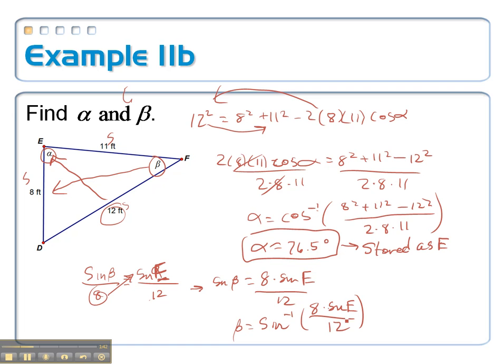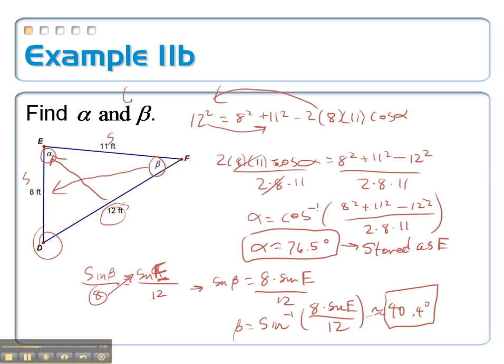When I type that into the calculator, I get about 40.4 degrees. If I wanted this angle that's measured right here at D, I could just add up the two that I have and then subtract that total from 180 degrees.